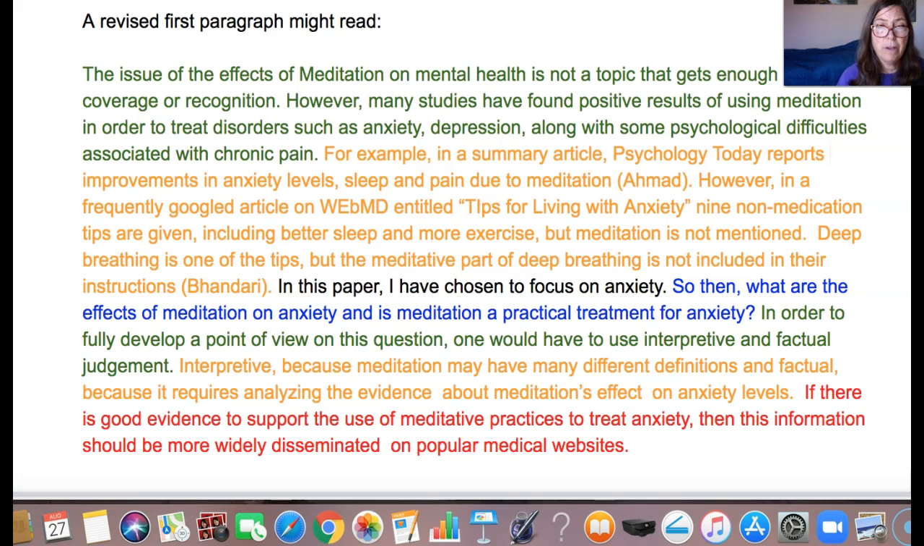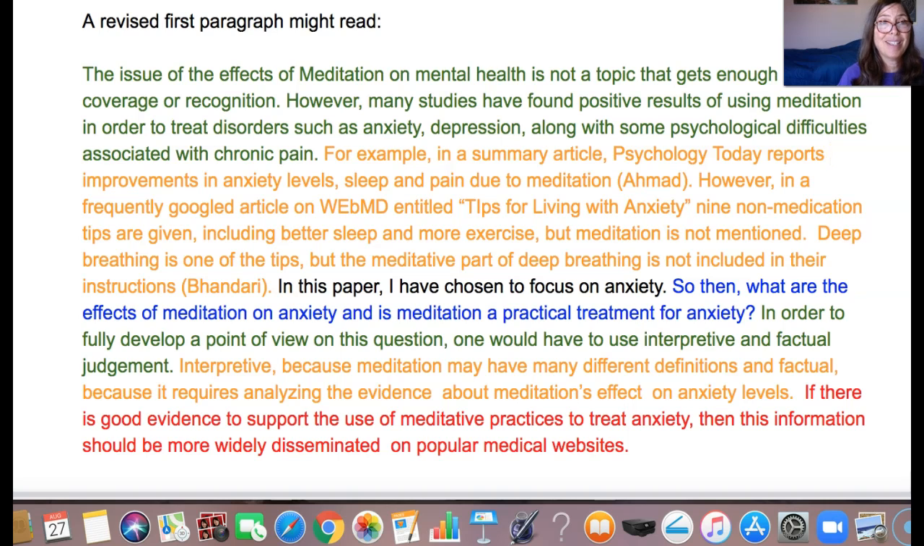So then, what are the effects of meditation on anxiety, and is meditation a practical treatment for anxiety? In order to fully develop a point of view on this question, one would have to use interpretive and factual judgment. Interpretive, because meditation may have many different definitions, and factual, because it requires analyzing the evidence about meditation's effect on anxiety levels. If there is good evidence to support the use of meditative practices to treat anxiety, then this information should be more widely disseminated on popular medical websites.